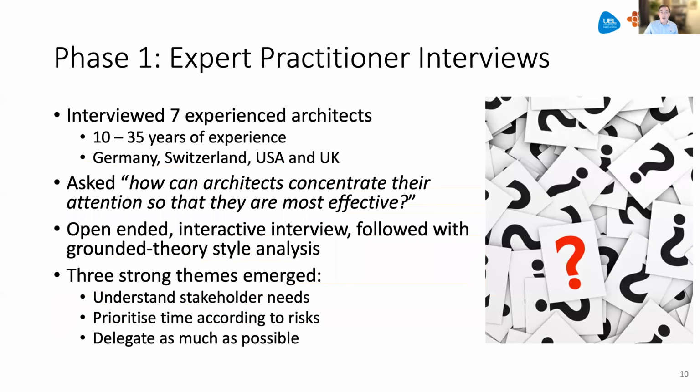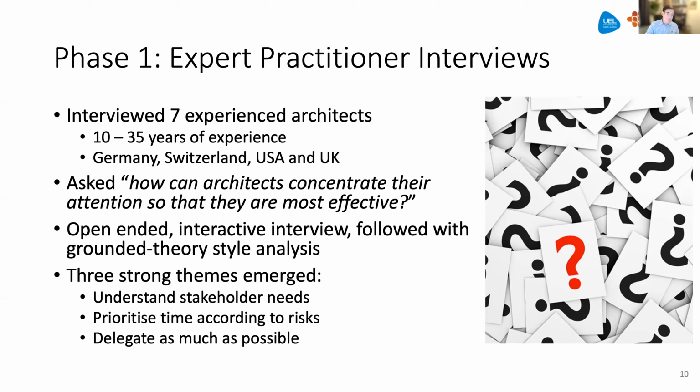Phase 1 and 2 then, to recap them, the 2017 paper, of course, describes them in a bit more detail. The expert practitioner interviews were done with 7 experienced architects that we knew in our network. They really were experienced. The least experienced had 10 years of industrial experience, the most experienced 35, and they were from 4 different countries, which also helped us with a bit of diversity. It was Germany, Switzerland, USA, and UK. And we simply asked them, how can architects concentrate their attention so that they are as effective as possible? And it was an open-ended, interactive interview, which we followed with a grounded theory-style analysis.